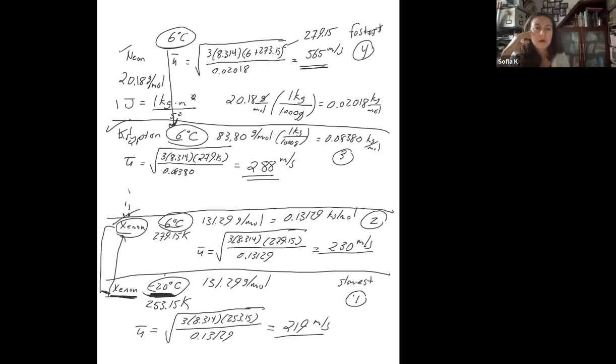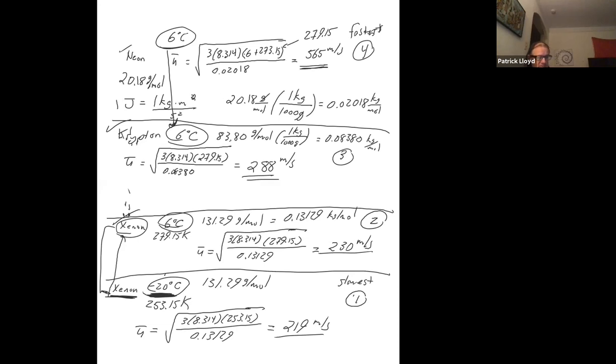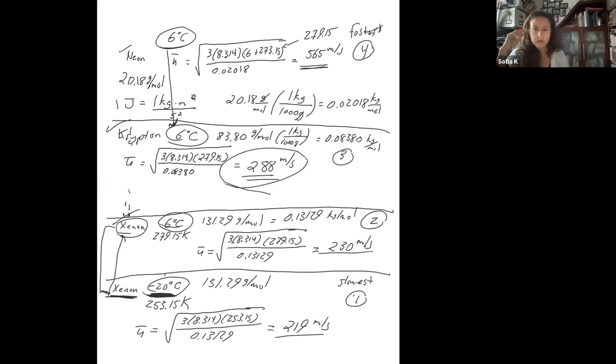Why does krypton turn out to be slower than the xenon if it's lighter than the xenon and at the same temperature? The ones where they're both at 6 degrees. It's faster. The krypton's faster, 288. Oh, okay. Yeah. It's just the rankings are in the opposite.